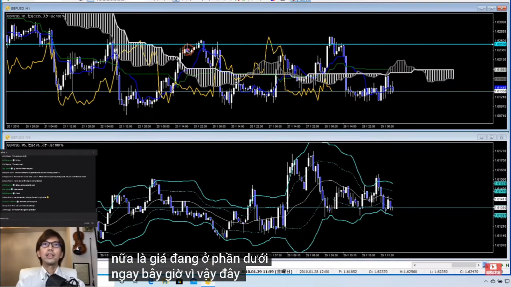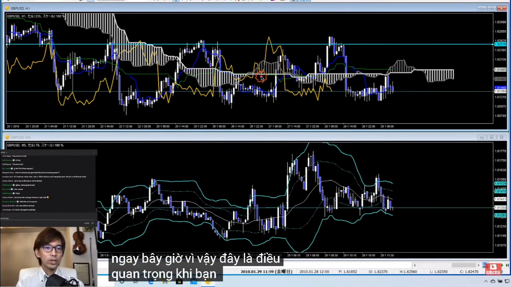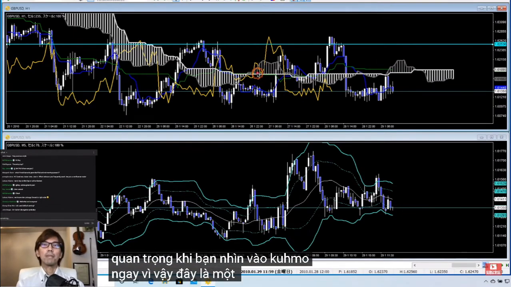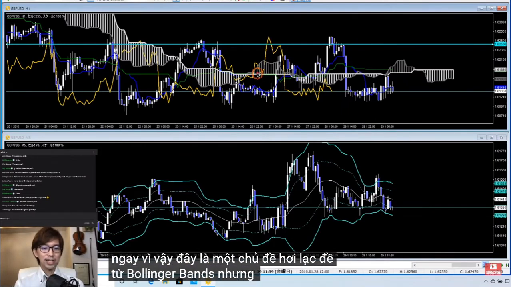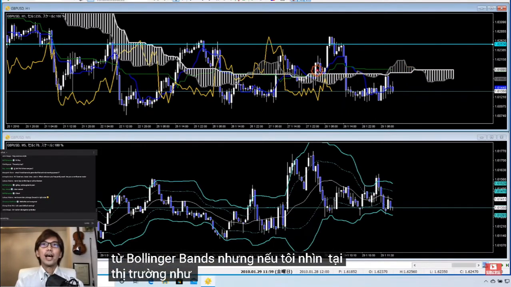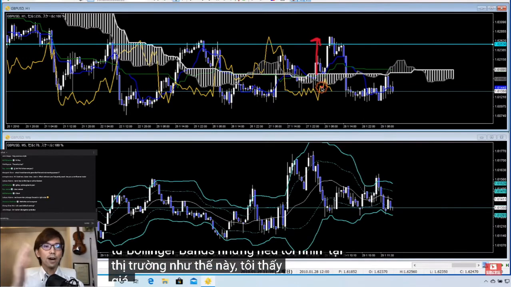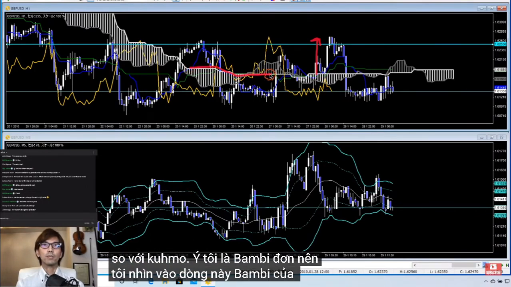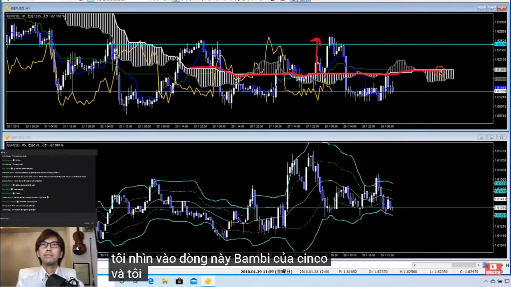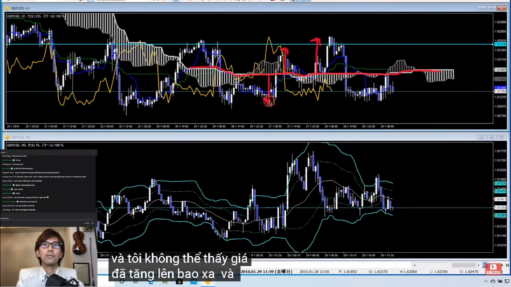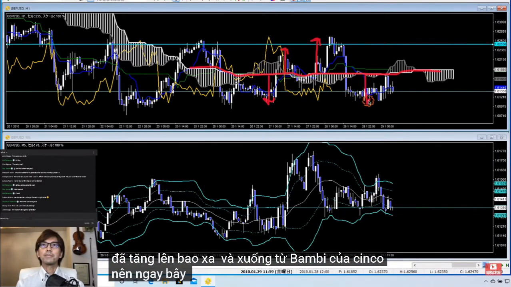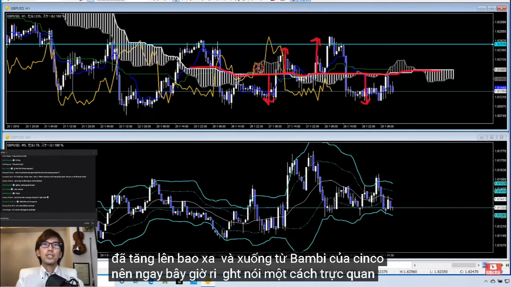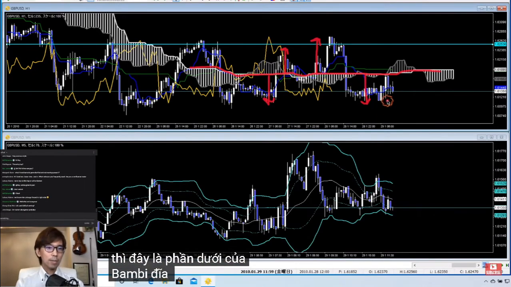So here is something that's important too when you look at the Kumo. This is a little bit off topic from Bollinger Bands, but if I look at the market this way, I see how far the price has been moving away from the Kumo, or I mean Senko span B. So I look at this line, Senko span B, and I see how far the price has been moving up and down from Senko span B. So right now, visually speaking, this is the lower part of the Senko span B.